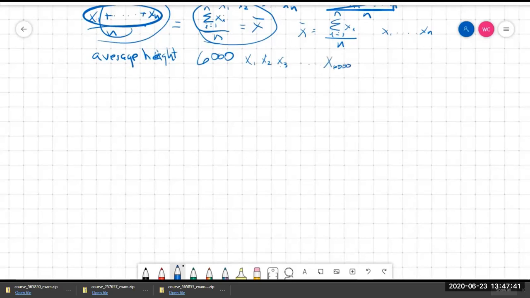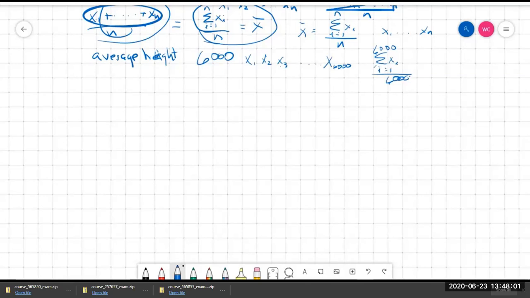We could do that. And then we just do what we already discussed. We do sigma i equals 1 to 6,000 and divide by 6,000, right? So we could do that and we would get the average. But oftentimes we don't want to do so much work.